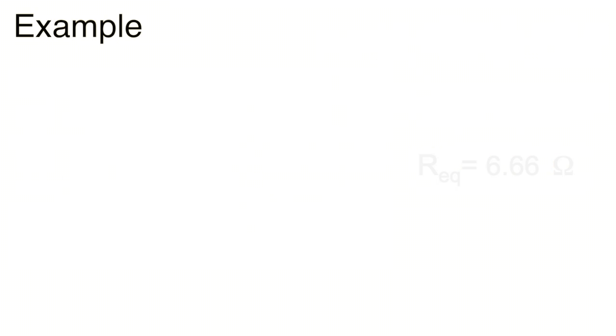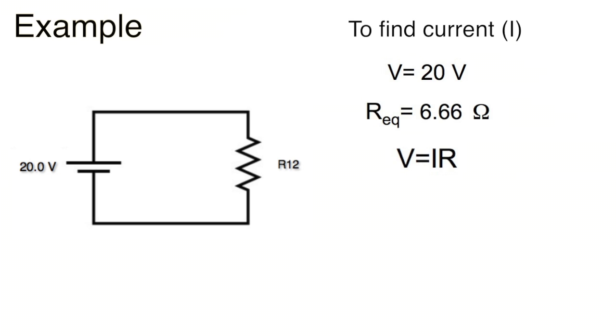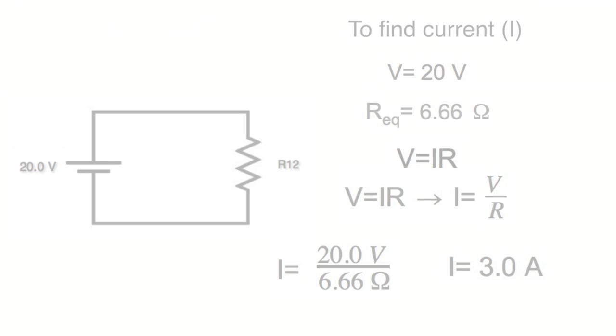Now here the problem asks us to find the total current in the circuit. Since we already have the total voltage, which is 20 volts, and the total resistance, which is 6.66 ohms, we can use Ohm's law, V is equal to IR, to find the total current in the circuit. So I is equal to V over R, which is equal to 20 volts over 6.66 ohms, and that will give us 3 amperes.